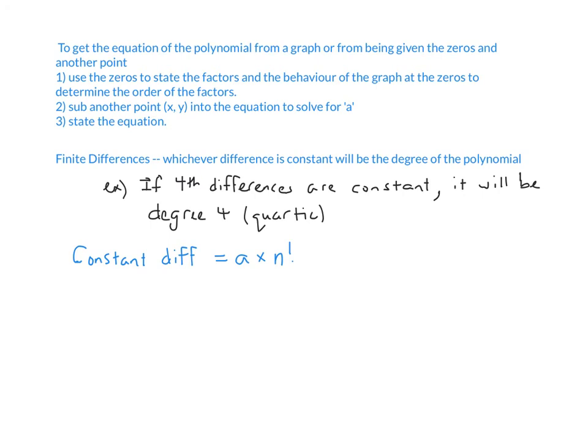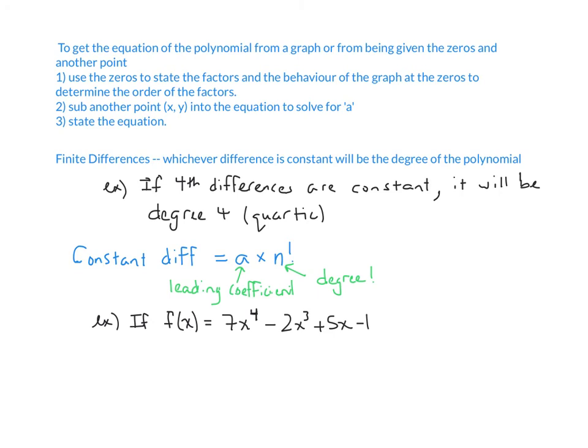All right, so for example, if the 4th differences are constant, it will be degree 4 or a quartic. Now that constant difference value is always equal to a, which is your leading coefficient, times n factorial, which is your degree. So if we have f at x being 7x to the 4 minus 2x cubed plus 5x minus 1, we know that function has a degree of 4. So that means n equals 4. And we also know that the a value, the leading coefficient, is 7.